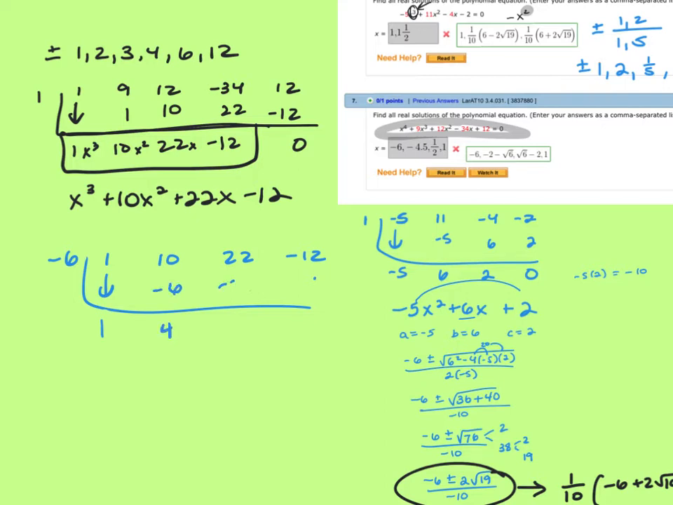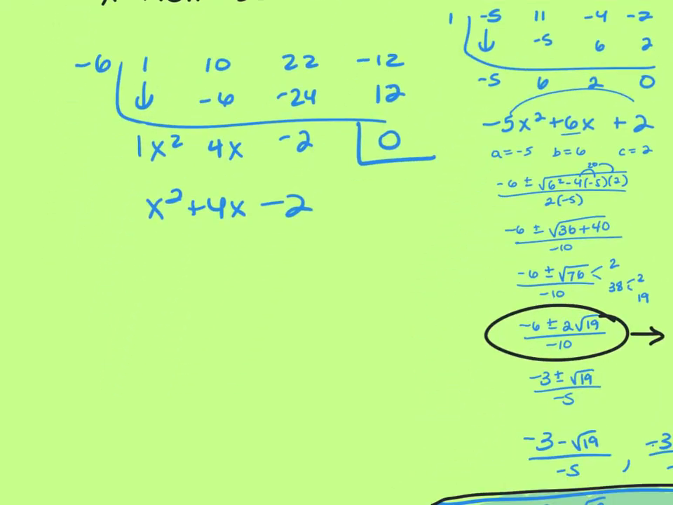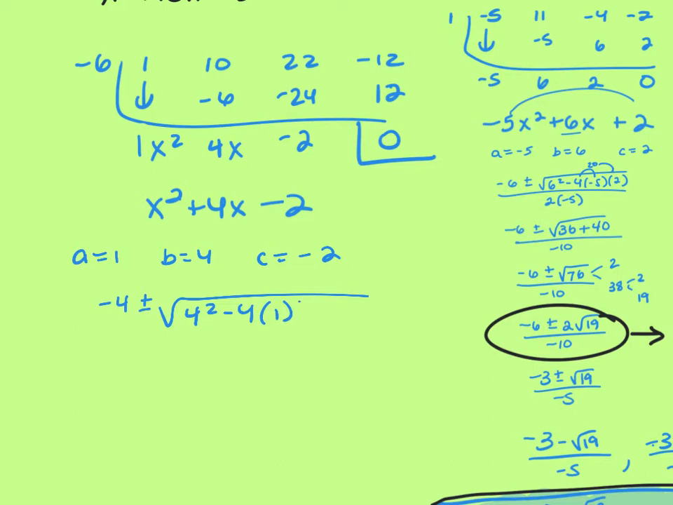-6, 4, -24, -2, +12. There's your 0. Now it's quadratic. And I don't have to do any more possibles once it's quadratic, because even if it's not factorable, which this is not, there's no factors of -2 that sum to 4, I can do the quadratic. So A is 1, B is 4, C is -2. So it's -4 plus and minus the square root of 4 squared minus 4 times A times C all over 2 times A.